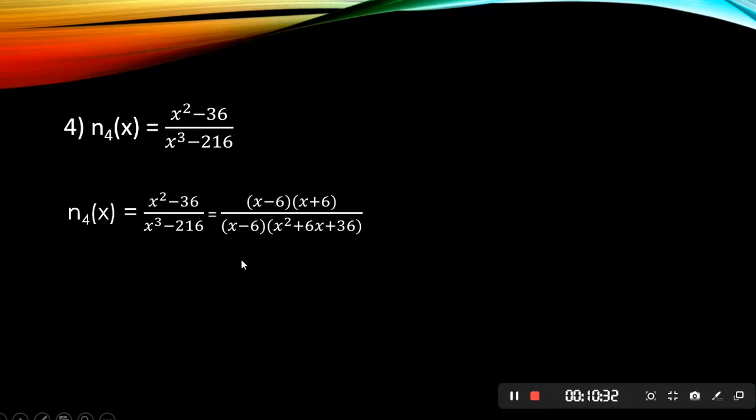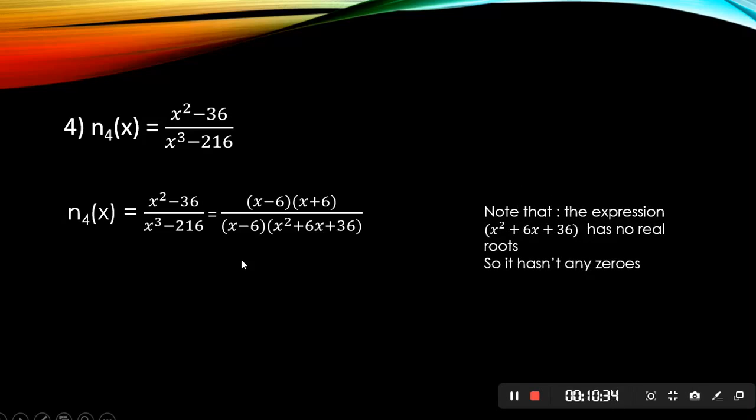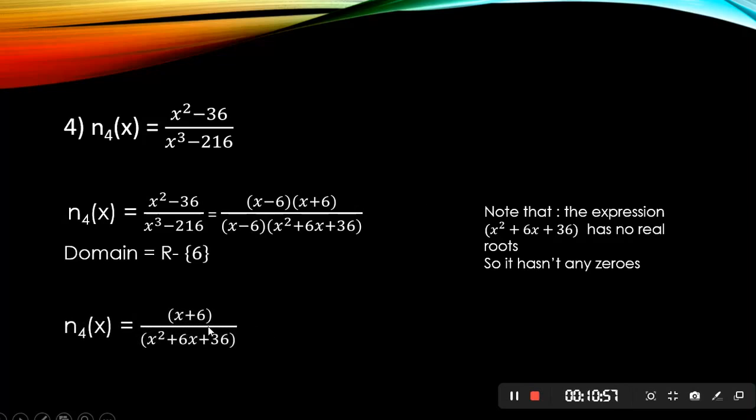So the expression x power 2 plus 6x plus 36 has no real roots, and you have to check it by using the calculator. And the domain is only R minus 6. After that, I will cancel x minus 6 with x minus 6, and the final answer will be x plus 6 over x power 2 plus 6x plus 36.